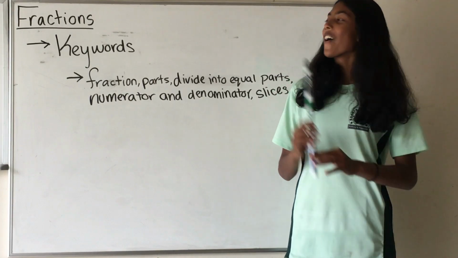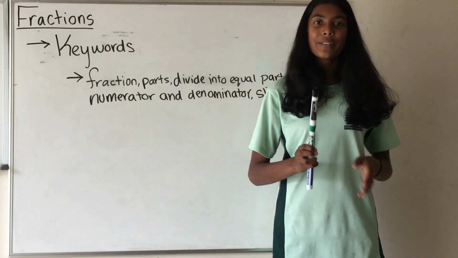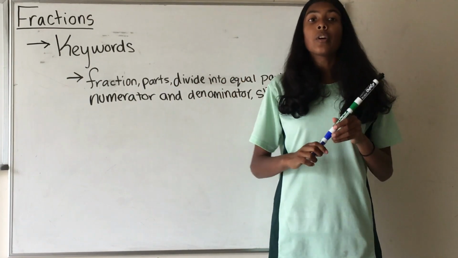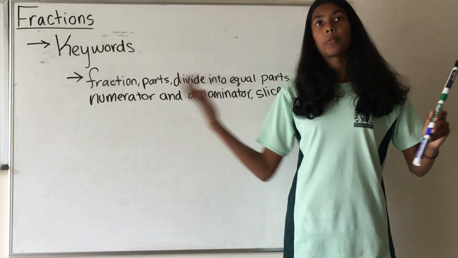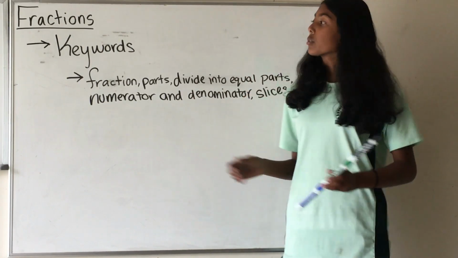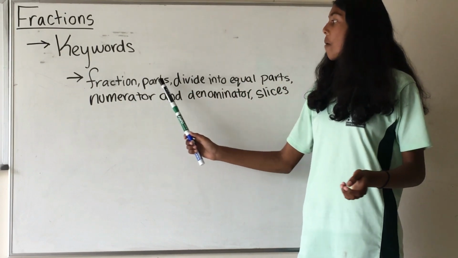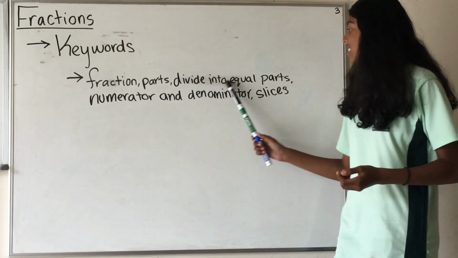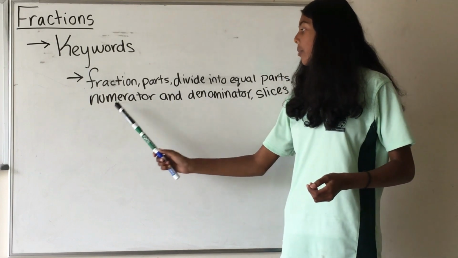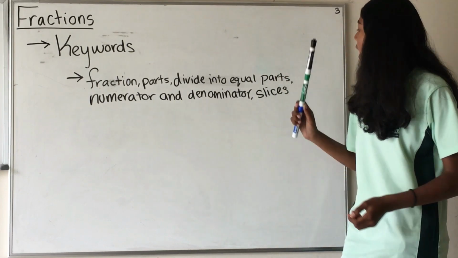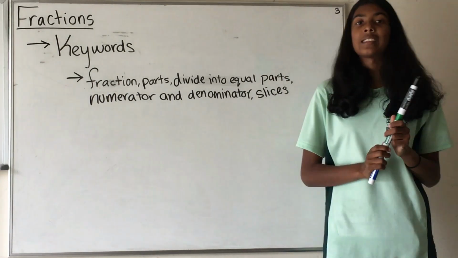Lastly, we have our keywords. These are gonna help when we're doing a word problem and we need to know what operation to use. And these words signify that we're gonna use fractions. There's fraction, parts, divide into equal parts, numerator and denominator, and last but not least, slices.